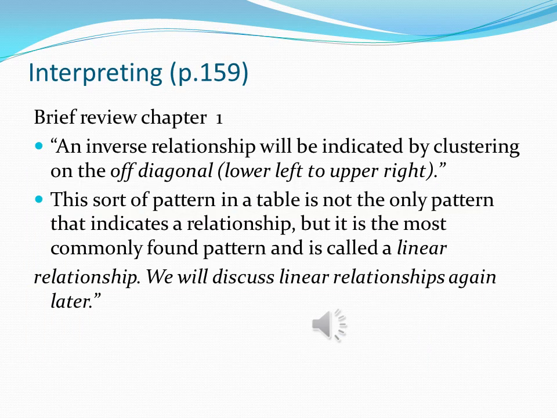Now interpreting, page 159, brief review of chapter 1. An inverse relationship will be indicated by clustering on the off-diagonal, lower left to upper right. This sort of pattern in a table is not the only pattern that indicates a relationship, but is the most commonly found pattern and is called a linear relationship. We will discuss linear relationships again later. Think of this inverse relationship when you're viewing your homework, the different relationships we're going to talk about as far as your homework for Chapter 6.